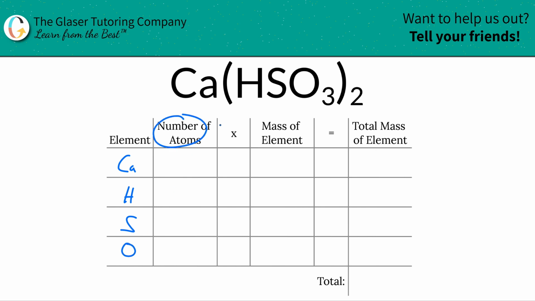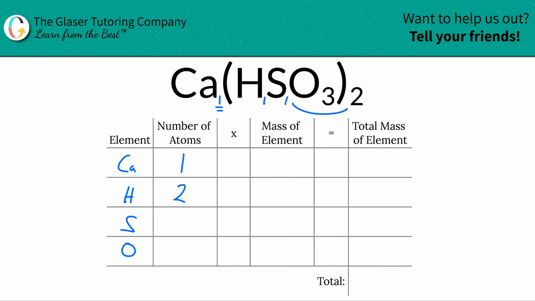Next is to write the number of atoms of each. So for calcium, the subscript there is a 1. That means we have 1 calcium atom. For hydrogen now, the subscript is a 1, but hydrogen is part of the hydrogen sulfite polyatomic anion, and you have 2 of them. So if in each one of these polyatomic anions there's 1 hydrogen, but then you have 2 polyatomic ions, that would mean that there are 2 hydrogen. In other words, you take the subscript of hydrogen and simply multiply it by the subscript on the outer side.